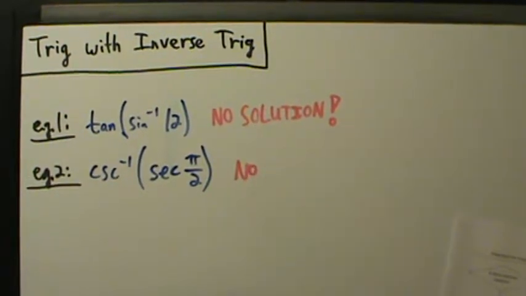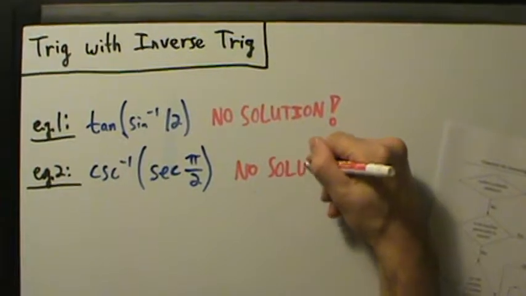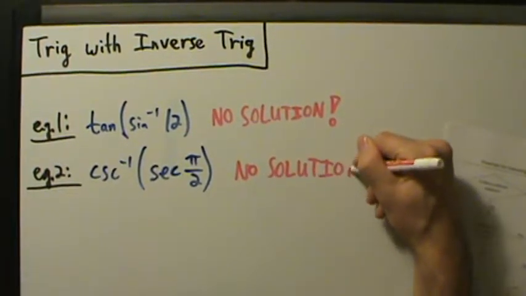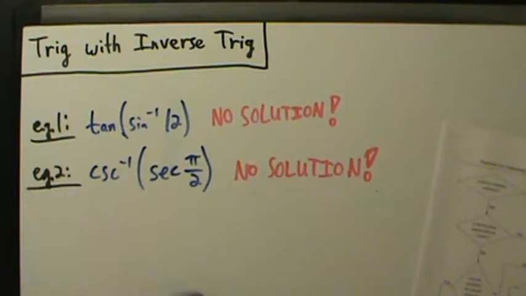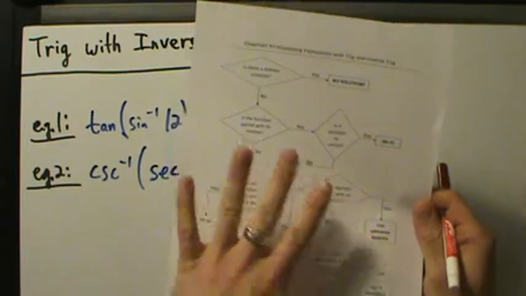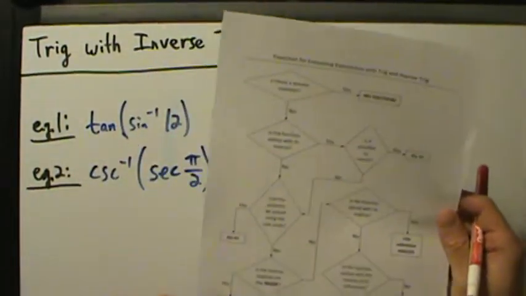We'll do some more examples of some of the other branches in the next few videos. I promise it does get a little more complicated, a little more challenging, but it's really not too bad. It really doesn't get that bad. So that's two examples of trig with inverse trig, and a little flowchart for how to do these types of problems. More examples and more paths on the flowchart coming up in the next few videos.